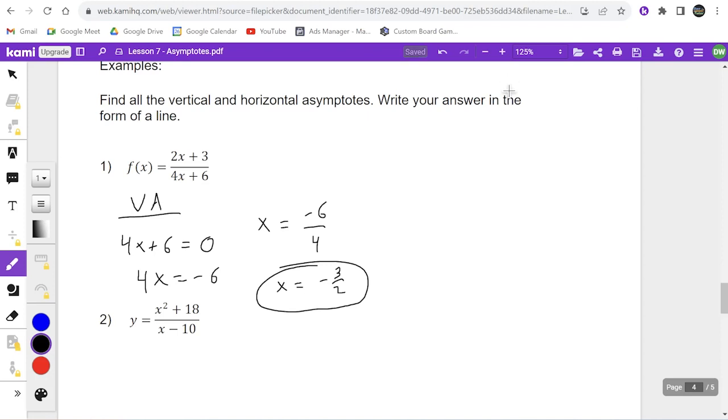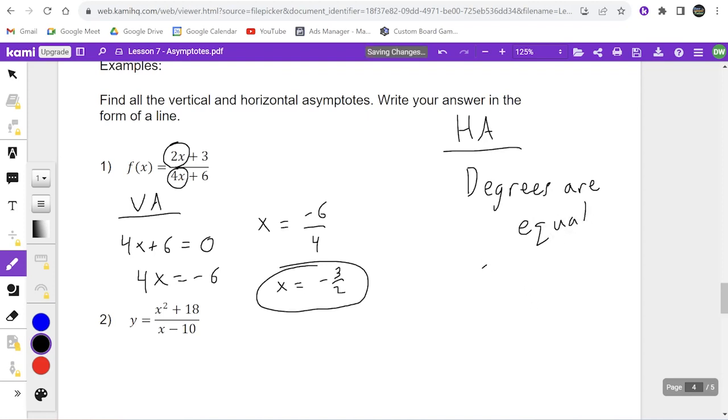Okay. So we're not done yet. We still got to find the horizontal asymptote. Remember what we said just a minute ago. Horizontal asymptotes, you're looking at the leading degree. It looks like in this case the degrees are equal. They're both x. And because the degrees are equal, you just look at the coefficients. In other words, 2 over 4, which reduces to 1/2. And so therefore the answer is y equals 1/2. And so there we go. It looks like there's one vertical asymptote and one horizontal asymptote for this problem. Any questions on that one?